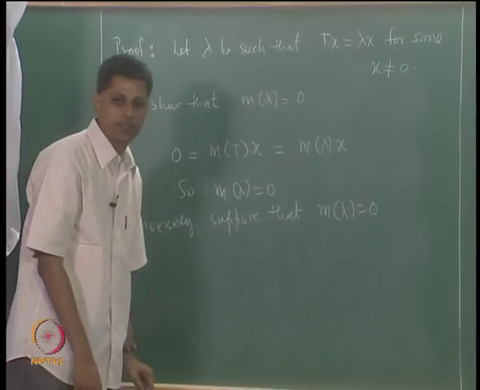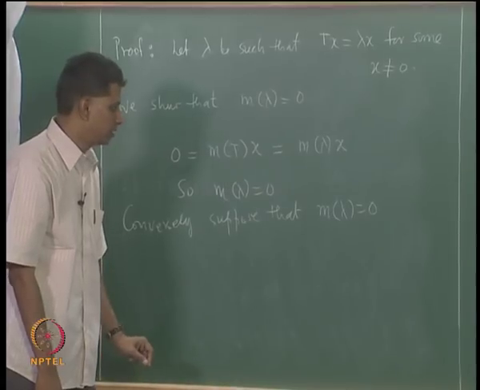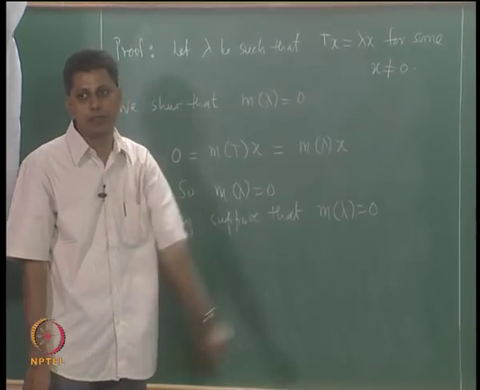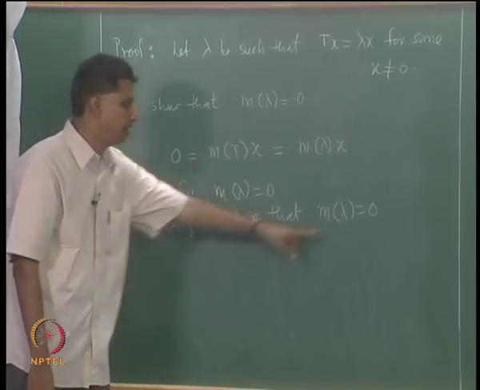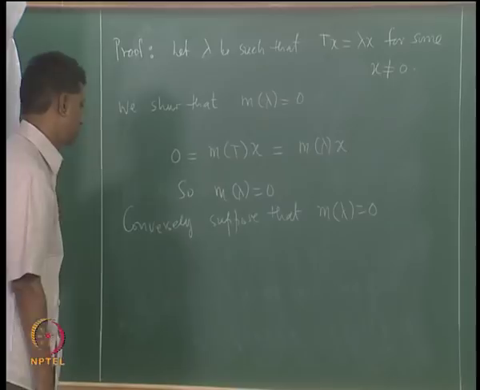We must show that there exists a vector y not equal to 0 such that T y equals lambda y. It would then mean that lambda is an eigenvalue, and so P of lambda is 0.